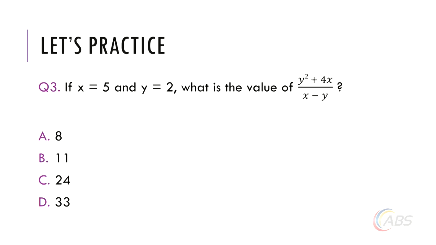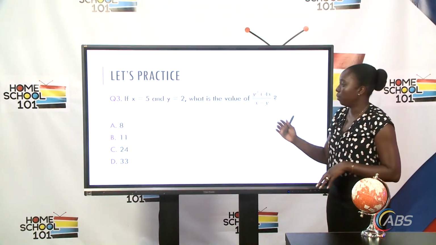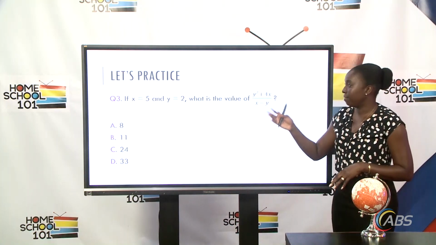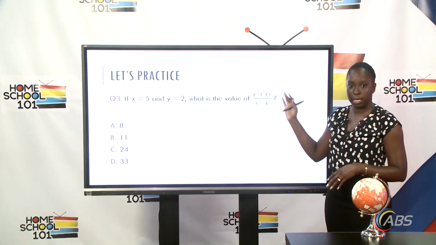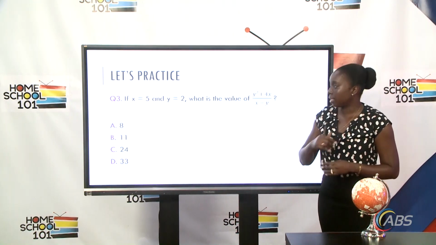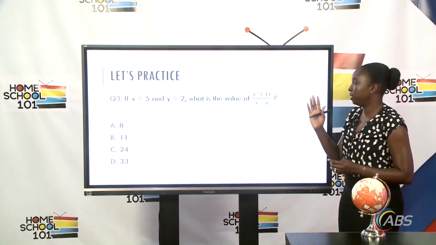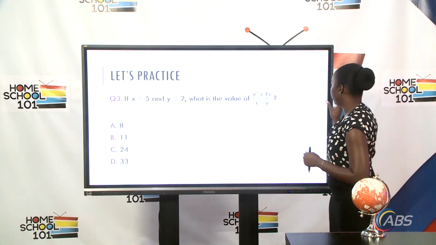Question 3. If x is equal to 5 and y is equal to 2, what is the value of y squared plus 4x all divided by x minus y? So this is a case of substitution, and they told us that if x is 5 and y is 2, what is the value of this thing? So everywhere you see x, you're going to put 5, and everywhere you see y, you're going to put 2.